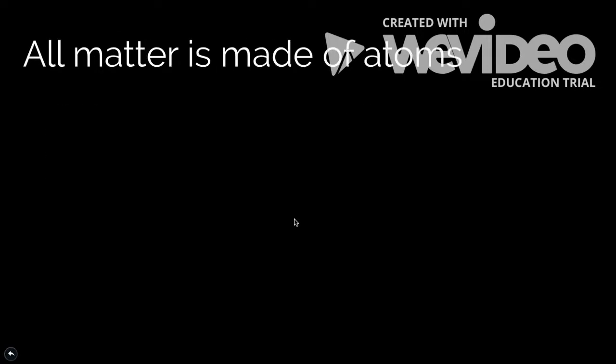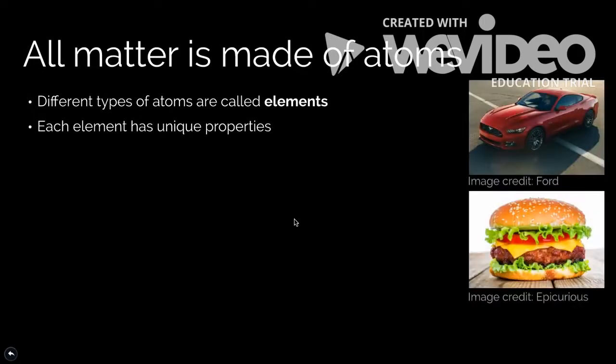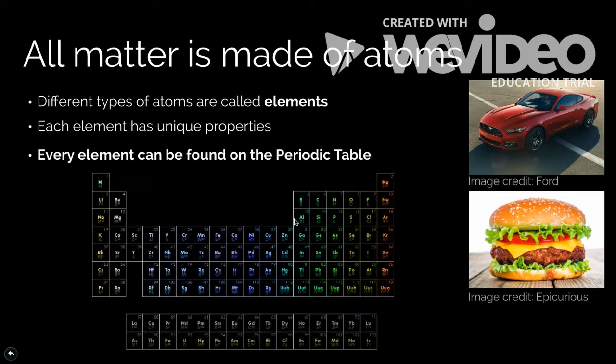All right, and what we've talked about so far is that all of matter is made of atoms. But we also need to know that there are different types of atoms, and we call those elements. Each element will have its own unique properties that will work differently in every case. And this is the reason why we can have different types of items. This is why a car is different from a hamburger. You know that they are probably different, but if we look at the individual atoms that they're made of, we'll see that they're each made of different types of atoms.